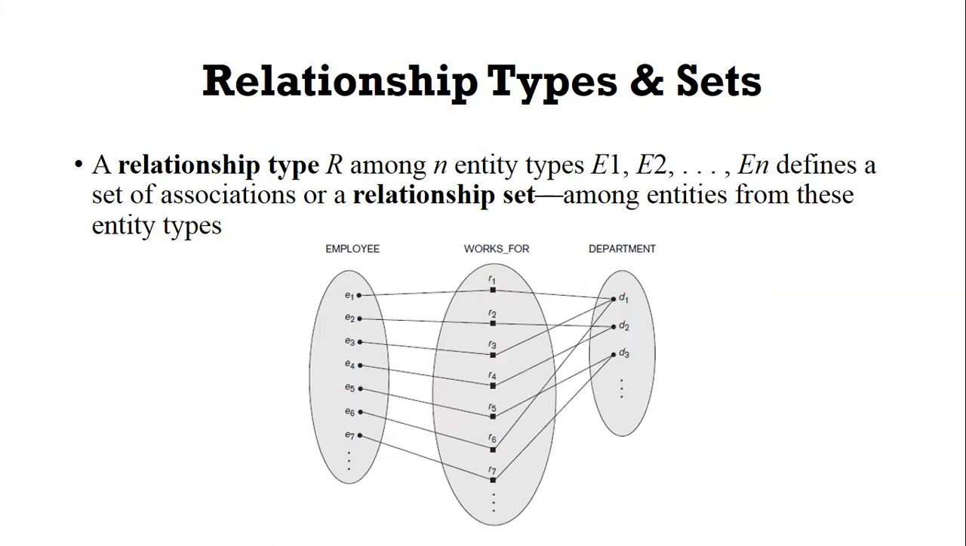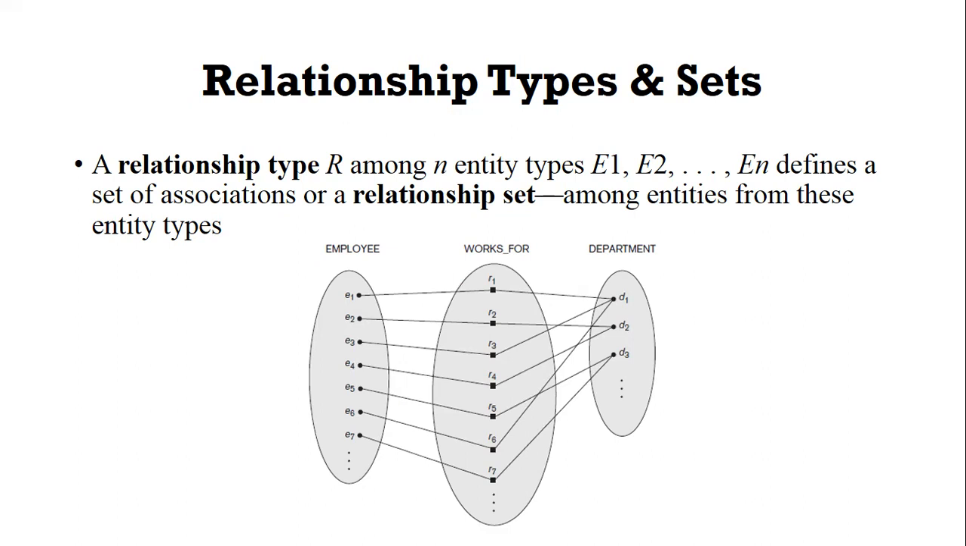So this is what relationship types and sets are. When we want to define a relationship type among n entity types, E1, E2 up to En, it defines a set of associations, or a relationship set, among entities from these entity types.